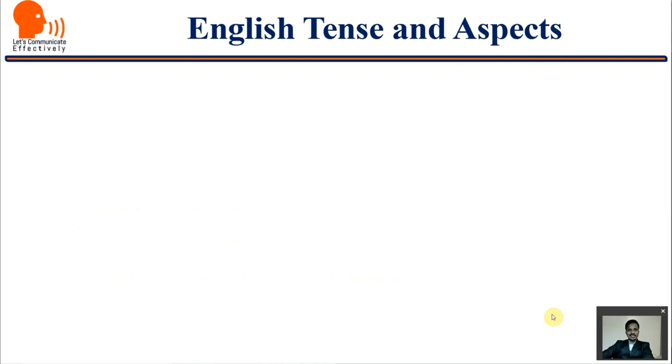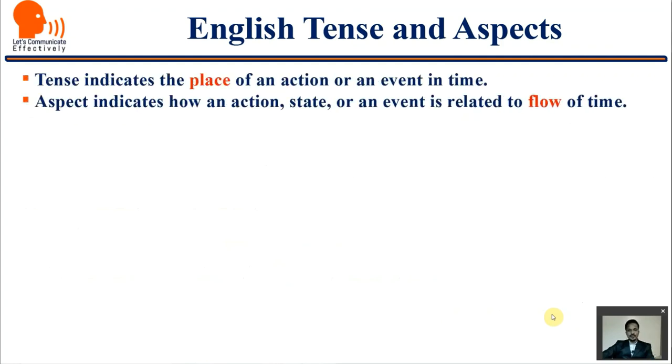Now let us see what English tense and aspects mean. Usually we get confused and we do not understand what exactly aspect means. So let us see. I have tried to describe that very shortly. Tense indicates the place of an action or an event in time, whereas aspect indicates how an action, state or an event is related to the flow of time. So tense is the place of an action in time, and aspect indicates how that action, state or event is related to the flow of time at different times. Let us see in detail.